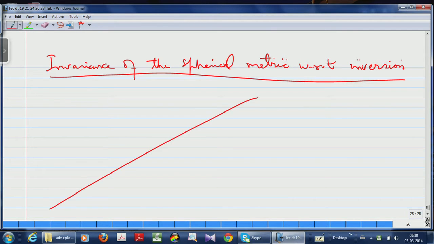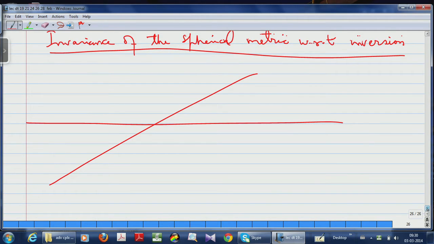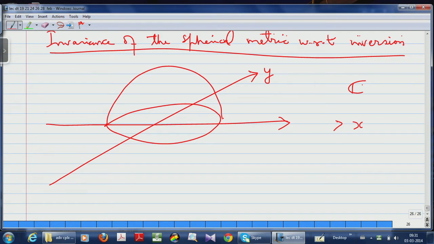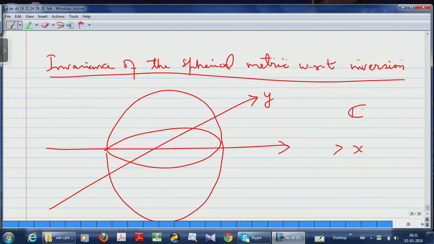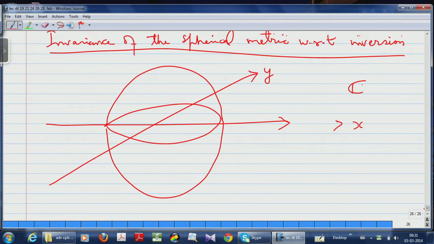Let me again draw the stereographic projection. This is the xy plane. This is the complex plane, which is identified with the xy plane, and then you have the Riemann sphere again. And of course there is this third axis. This is U, because I'm reserving z to be x plus iy, so I'm calling the third axis U.